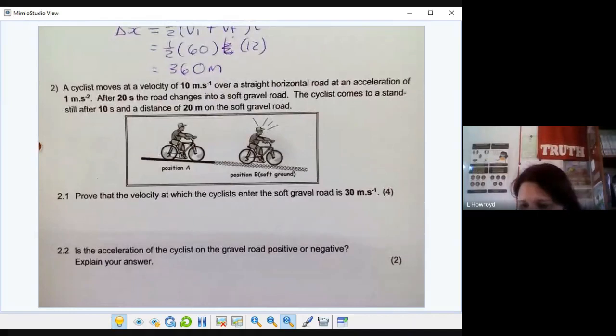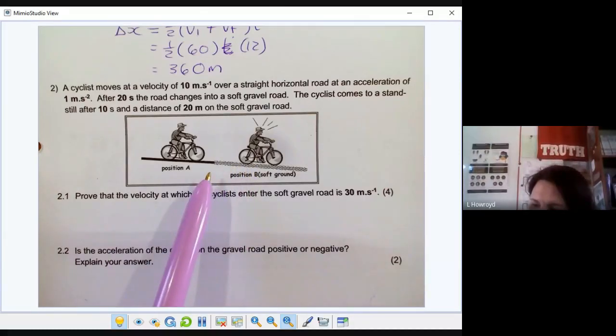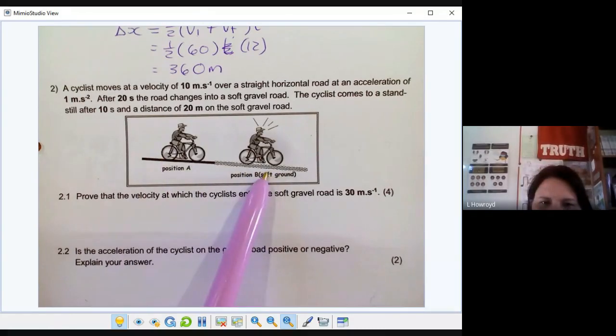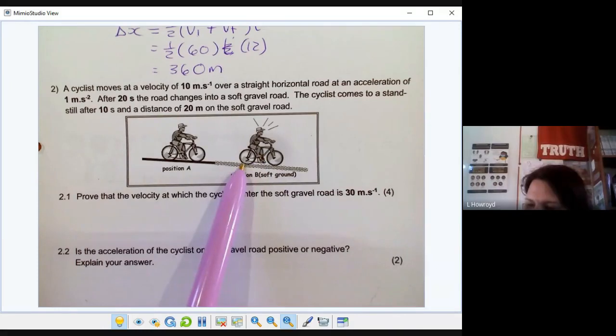All right, let's take a look at the next one. A cyclist moves at a velocity of 10 meters per second over a straight horizontal road. They show that it's going at an angle, but I actually took this from the past paper. So they're telling you it's horizontal, so just pretend that the picture's skewed.